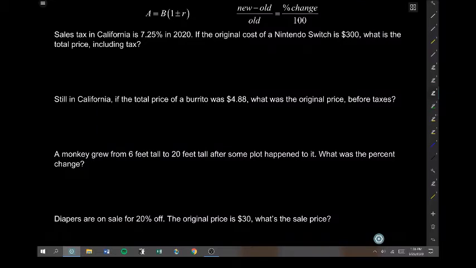Sales tax in California is 7.25% in 2020. If the original cost of a Nintendo Switch is $300, what is the total price including tax?